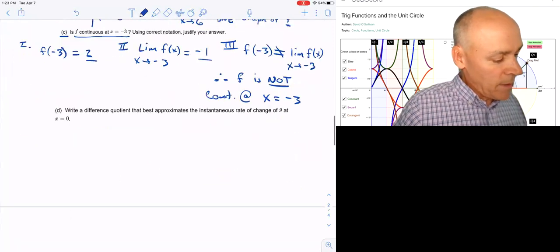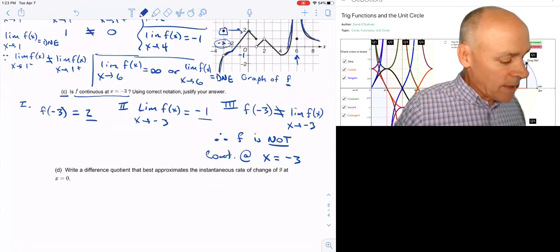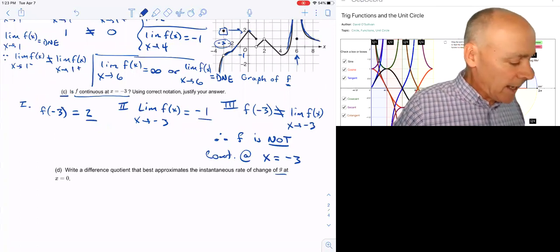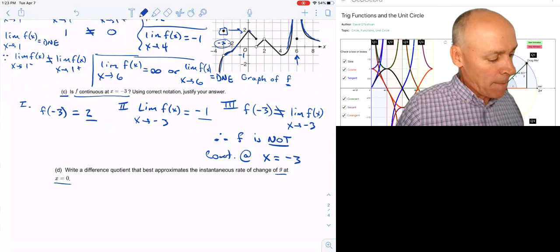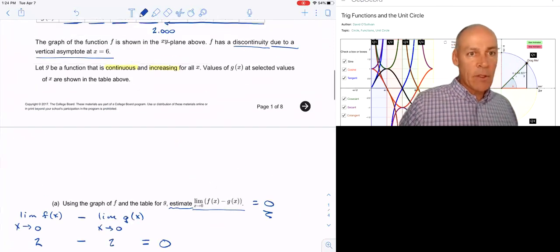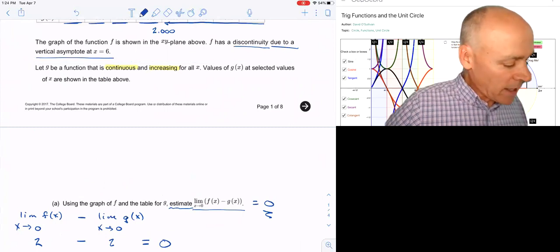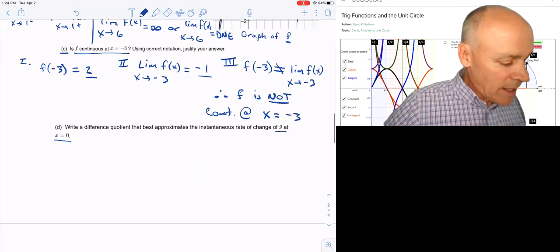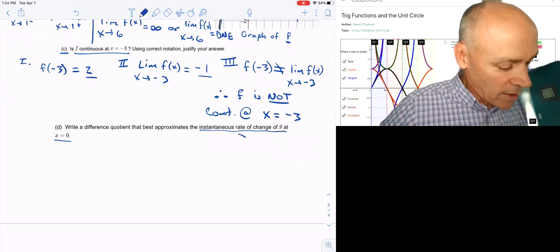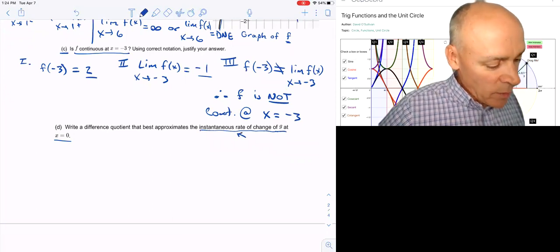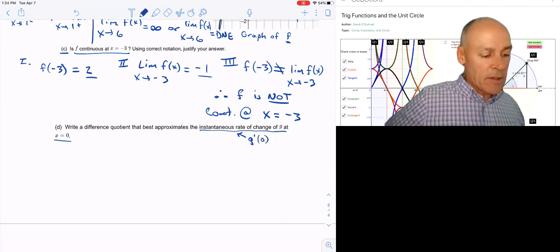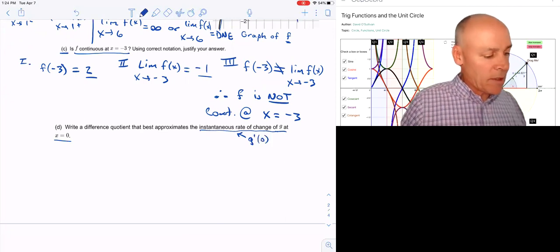Okay, part D: write a difference quotient that best approximates the instantaneous rate of change of g at x equals 0. Okay, so I'm talking about function g. I'm asked to write a difference quotient that best approximates the instantaneous rate of change of g at 0. Well, that's really asking us to approximate g prime at 0. That's the instantaneous rate of change of g at x equals 0.